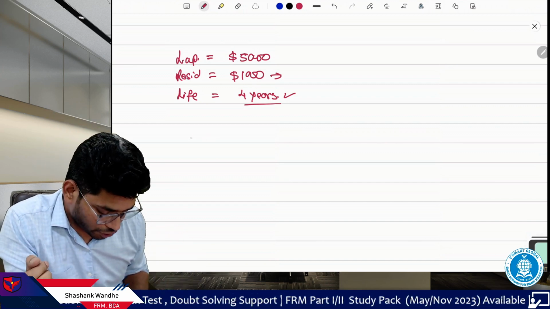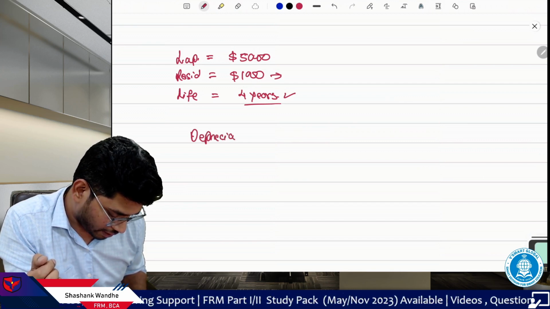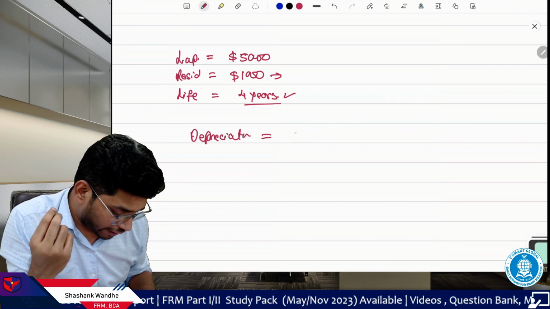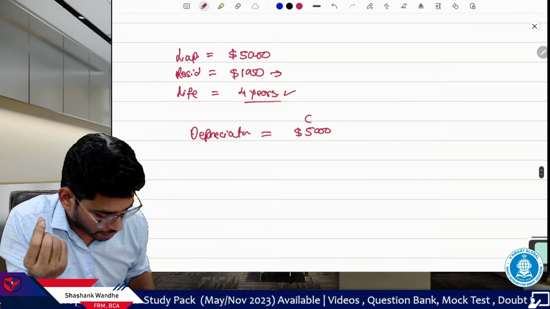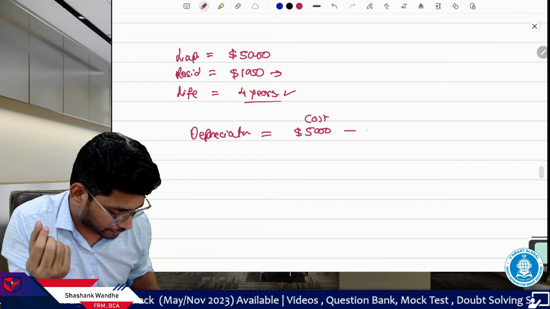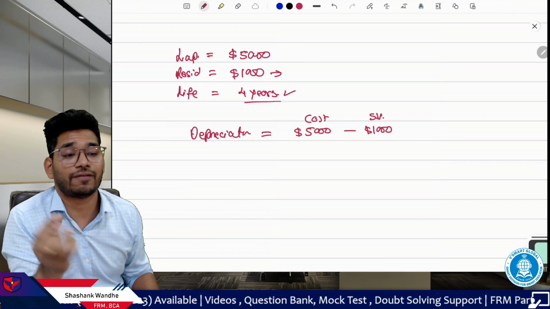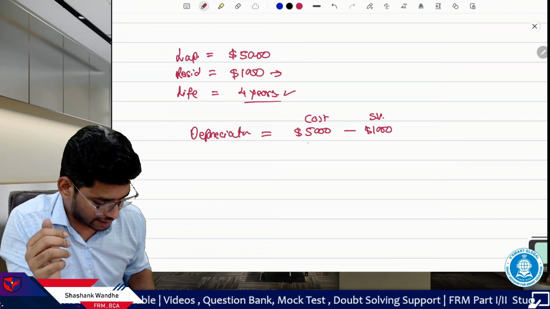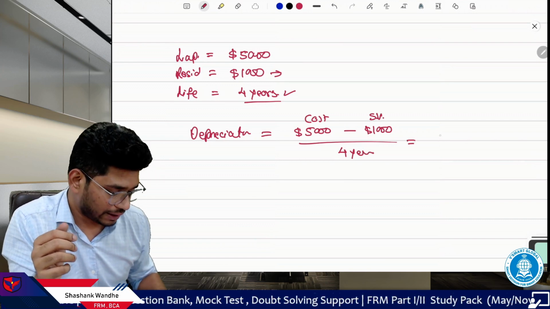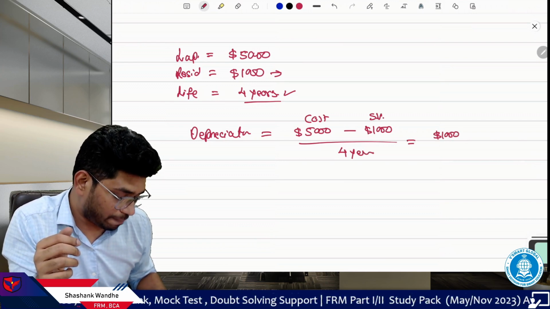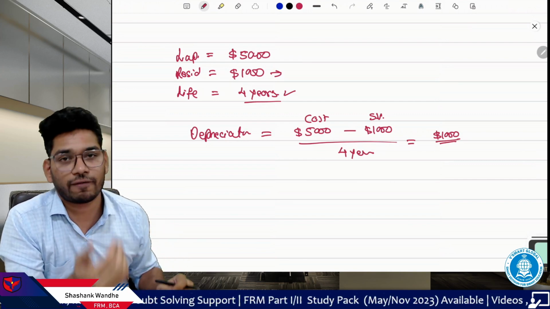Now here, to calculate the depreciation amount, we have to simply take $5,000, that is the cost, minus $1,000, this is salvage value or residual value, RV or SV is the same thing, and then divided by 4 years is the life. And expense or depreciation which should be charged every year to P&L is $1,000.